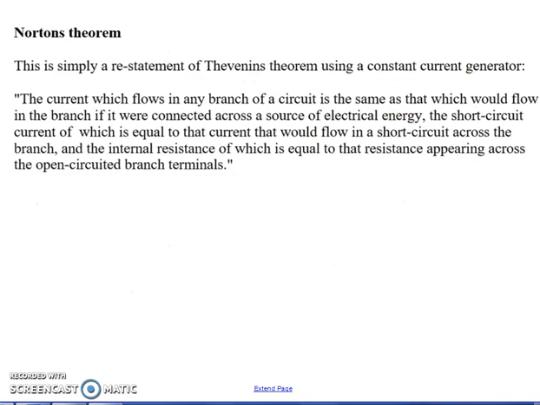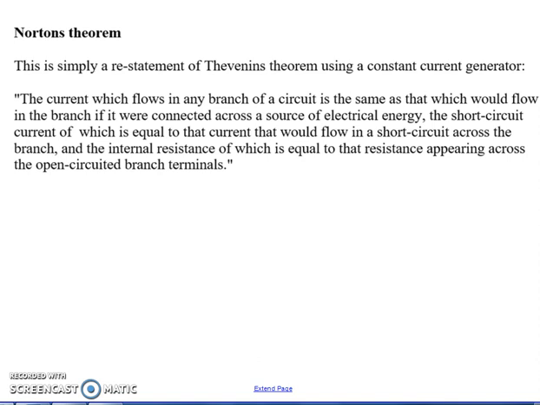The actual theorem looks like this. The current which flows in any branch of a circuit is the same as that which would flow in the branch if it were connected across a source of electrical energy, the short circuit current of which is equal to that current which would flow in a short circuit across the branch, and the internal resistance of which is equal to that resistance appearing across the open circuited branch terminals. This is a fairly dense paragraph.